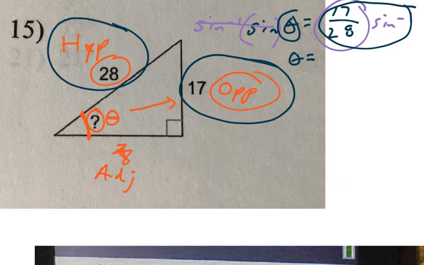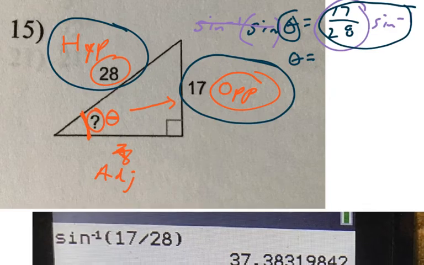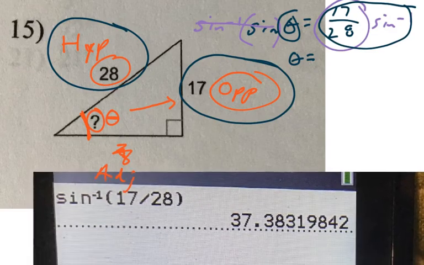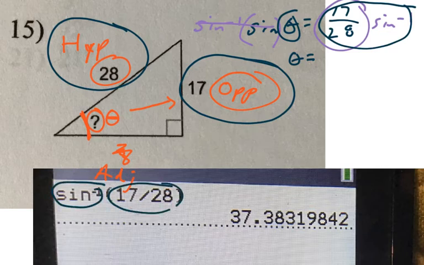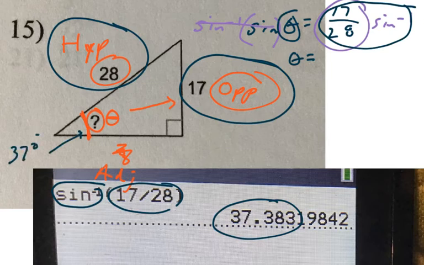So I just so happen to use my calculator, as you see down here. And I did the sine inverse of 17 over 28. I got 37.38. Let's just round off to the nearest degree. So I know that angle theta right there, guys, is 37 degrees. Okay, let's try another one.